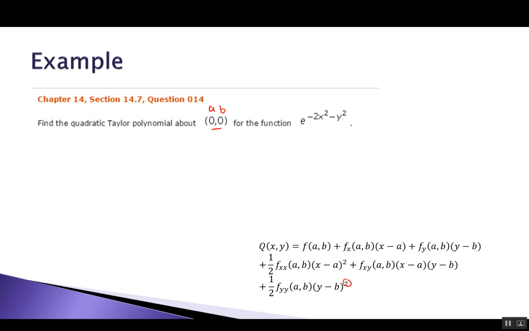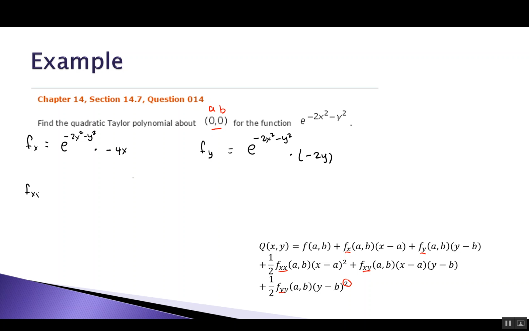So what do I need? I need my first partial with respect to x, my first partial with respect to y. I need my second partial with respect to xx, my second mixed partial, and my second partial with respect to y. So I'm just going to go ahead and find those. I'm going to use black. So my f sub x is going to be e to the minus 2x squared minus y squared times negative 4x. My f sub y is going to be e to the negative 2x squared minus y squared times negative 2y.